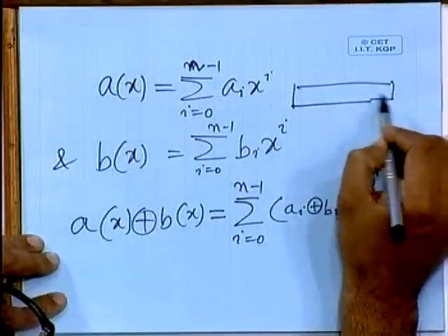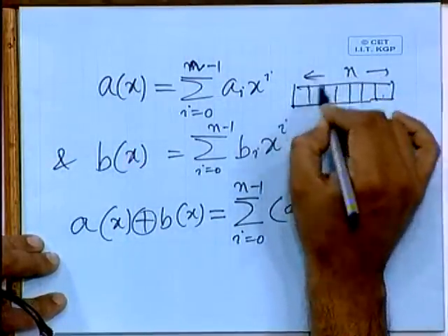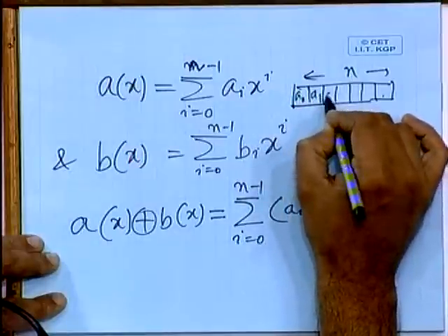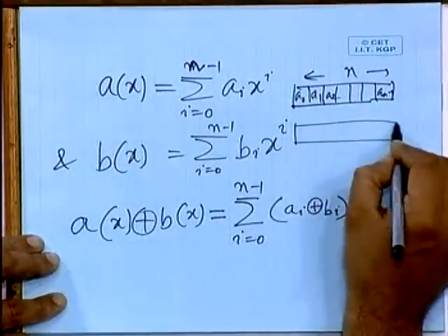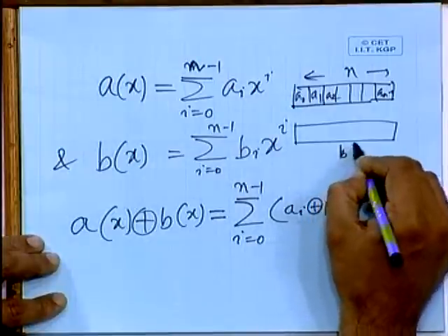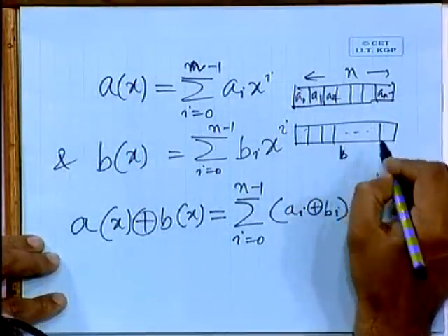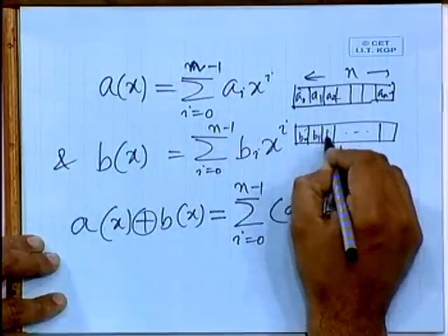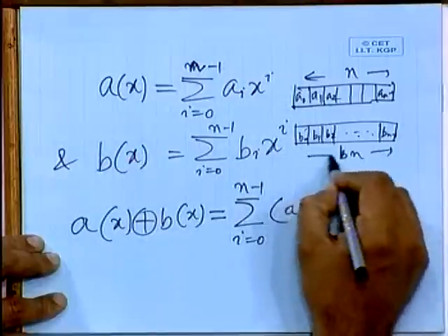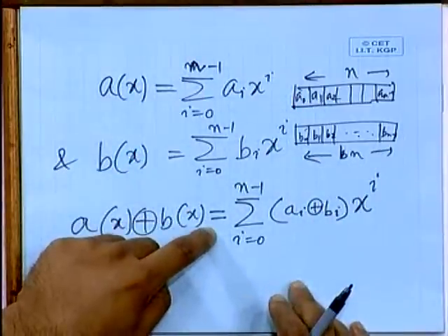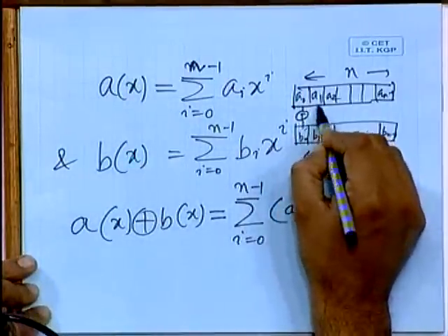If ai is stored in this register of length n, a0, a1, a2 up to an minus 1, and bi is stored here in this register of the same length, b0, b1, b2, etc., bn minus 1. Both are of the same length because the polynomials are of the same degree. Then I am talking about the XOR operation in a bit by bit position.